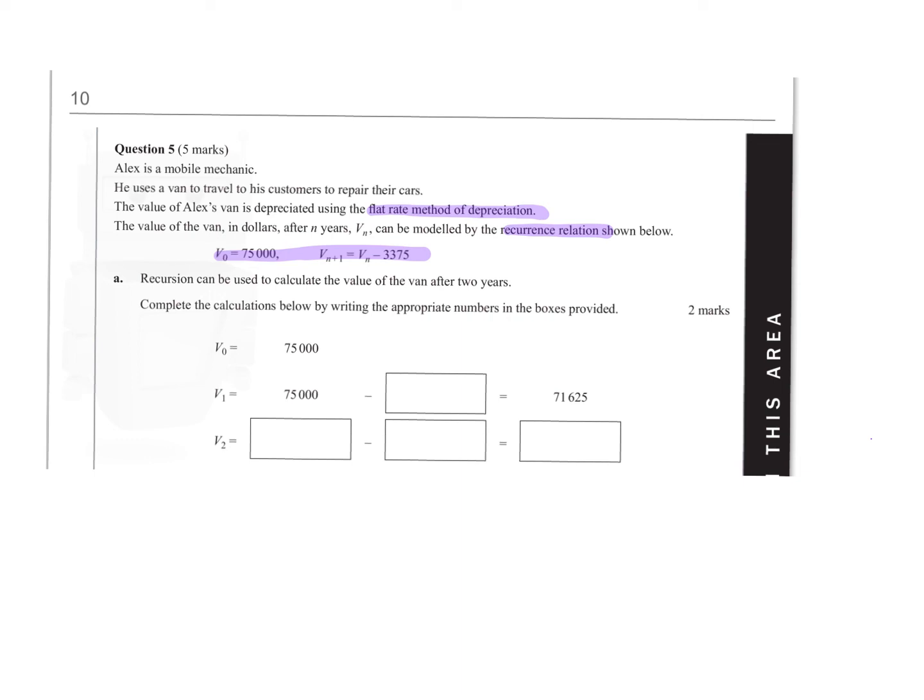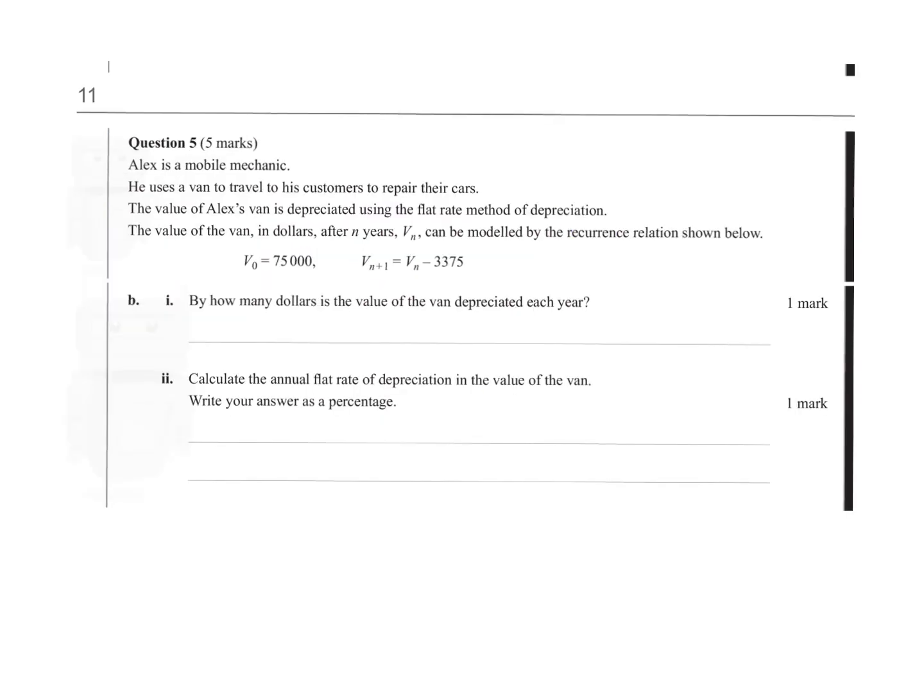So in this first box here, what are we subtracting? 3,375. Okay, and then what's in the first box? Yeah, 625 minus 3,375. And what does that equal? What was it? 68,250. Beautiful.